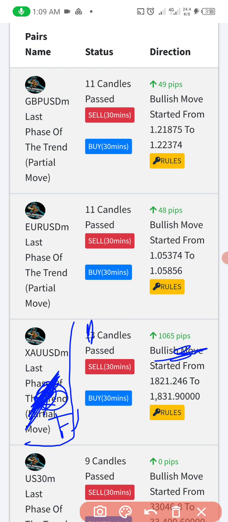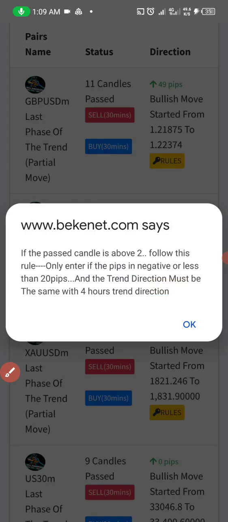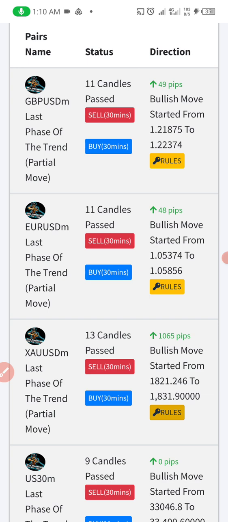The same thing. So how do you get it now? You can click the rules. It will give you the rules of sniper entry. You say if the past candle is above 2, follow this rule. Only enter if the pips is in negative or less than 20 pips. Alongside, the trend direction must be the same with the 4 hours time frame. Like what I just told you, must be bullish move first phase. Sniper entry must be bullish move first phase. Nothing more, nothing less. And the candle must be between 1 and 2.